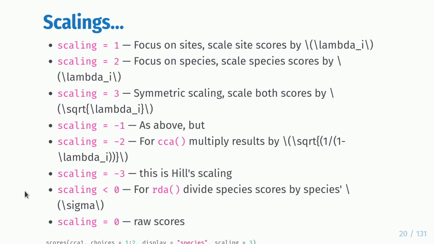Something's gone slightly wrong on my slide here, so I apologize for that. I'll have to fix that later. There are different scalings with different numbers. If you're familiar from Canoco and what have you, then these numbers might actually mean something to you. We have focusing on sites, species, or symmetric scaling. We have a set of negative numbers, which would give you the Hill's version of those. For a CCA or for RDA, you actually get correlation-based scores. And yeah, if you don't want any scaling, you put scaling equals 0.